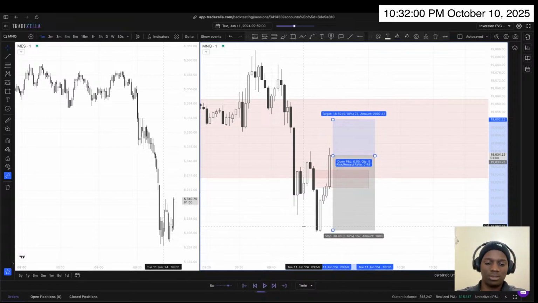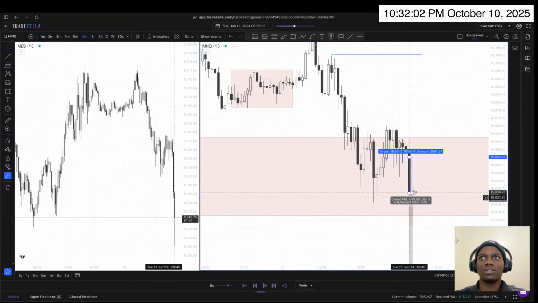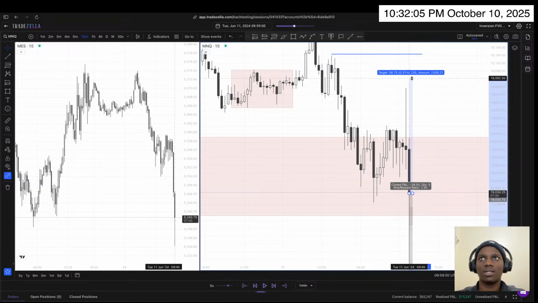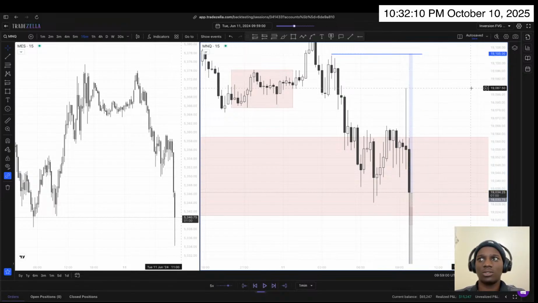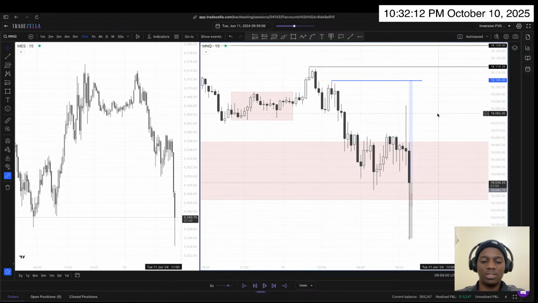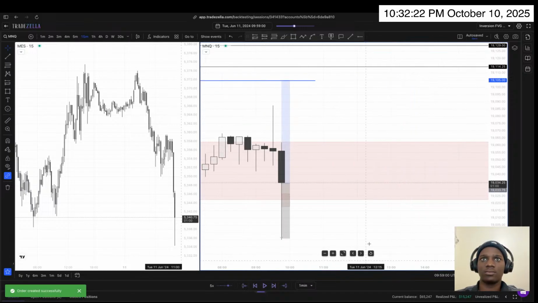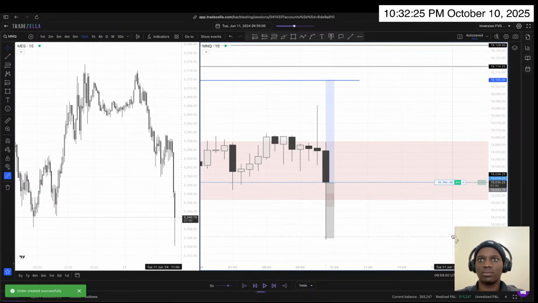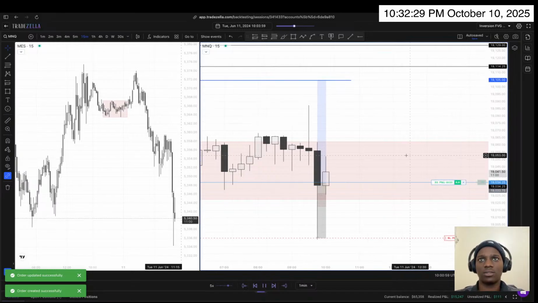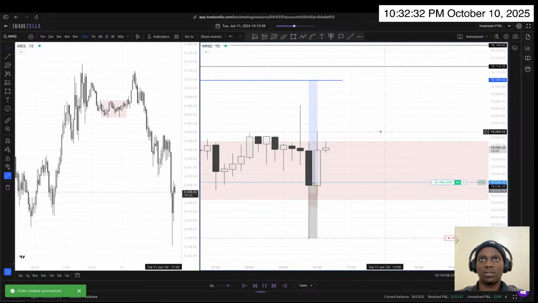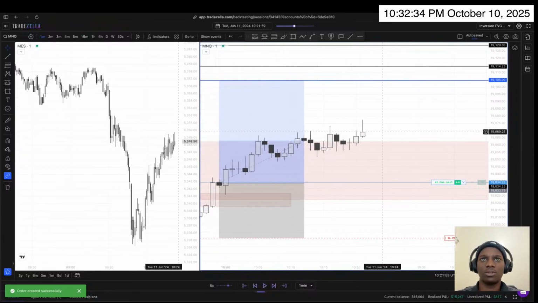It is 40 handles, but if we use 15 and target this one, our high and even higher, like there, this will be 1 to 2. That's how much? 500 over 38 times 2. That's 6.5. Pretty close to putting in a break even here.